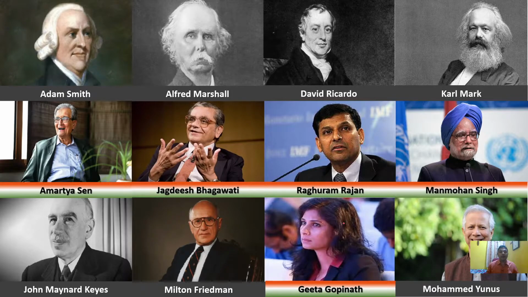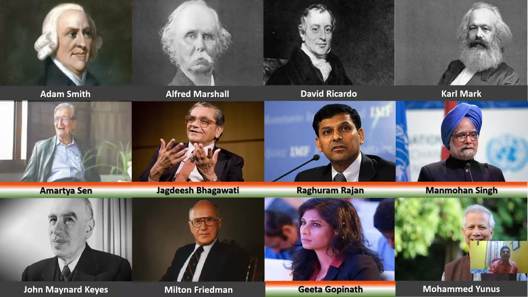So in the first panel, Adam Smith, Alfred Marshall, David Ricardo, Karl Marx. These are the classical economists you can see. And at the bottom, we have John Maynard Keynes, the father of macroeconomics, Adam Smith, the father of microeconomics, Milton Friedman, the father of monetarist economics. And there, very important, you can see something in our tricolor.